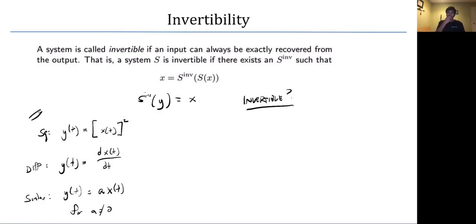Okay, welcome back. So if I look at the first system, the squaring, I can see that this system is not invertible, right? If you're squaring a signal, if I measure the square of x, I don't actually know the real value of x, because we can't recover the sign. For example, if x squared is 9, I don't know if x is 3 or minus 3. So this system is not invertible.